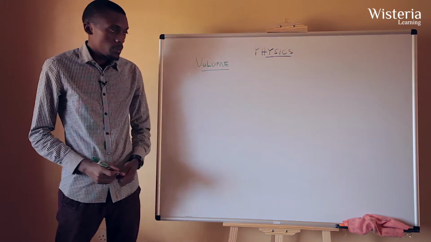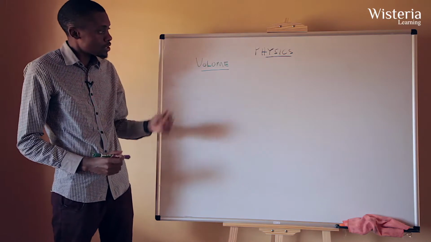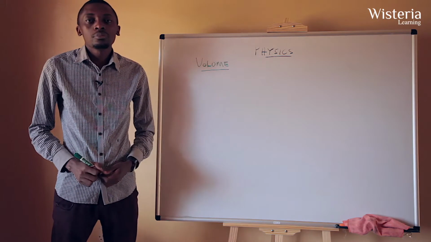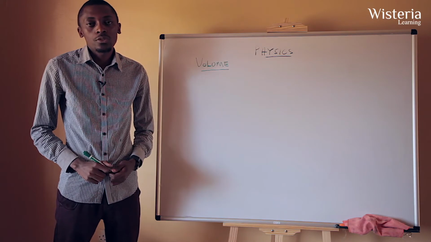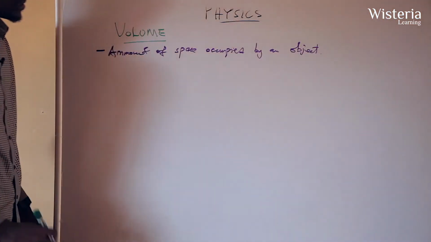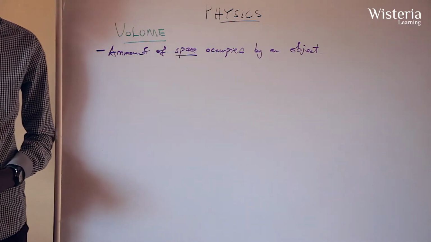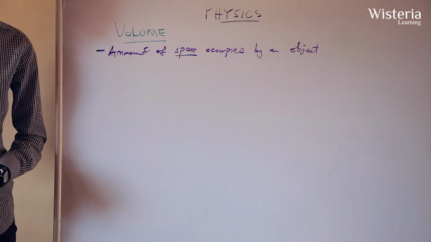So to start with, we want to define what volume is. By definition, volume is simply the amount of space an object can occupy. The amount of space occupied by an object is simply known as volume.